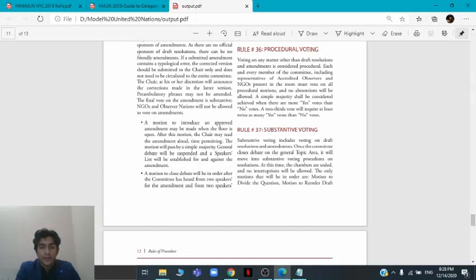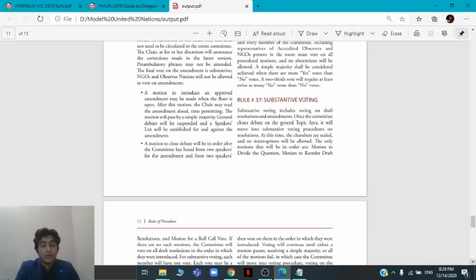In the case of substantive voting, it includes voting on draft resolutions and amendments, specifically draft resolutions and amendments. Once the committee is closed, we are going to move towards what we call substantive voting. At the time the chambers are sealed, there would be no interruption. For instance, substantive voting includes motion to divide the questions, motion to reorder draft resolution, and such instance, motion for a roll call vote.